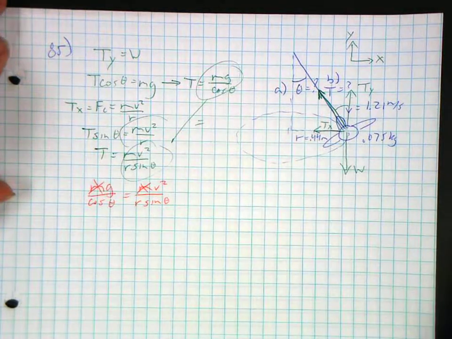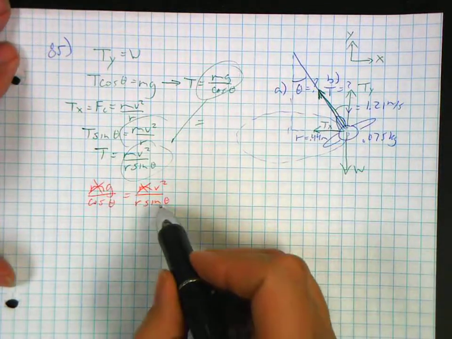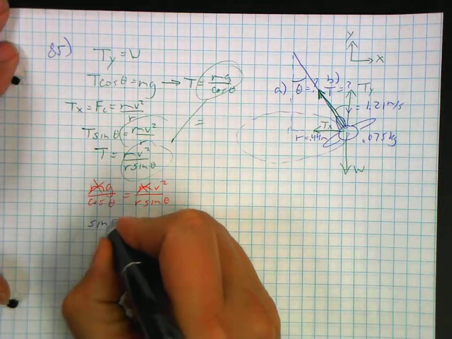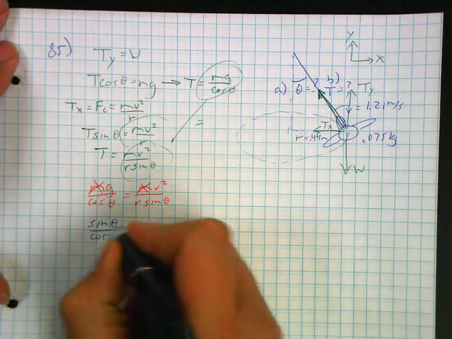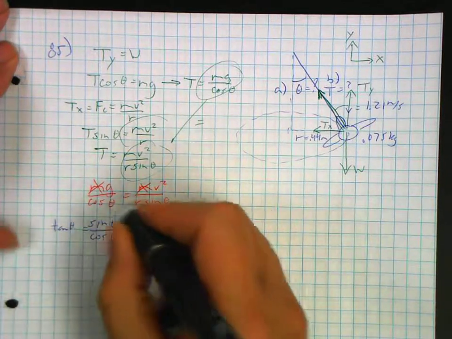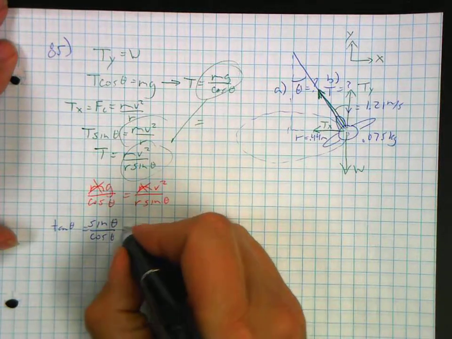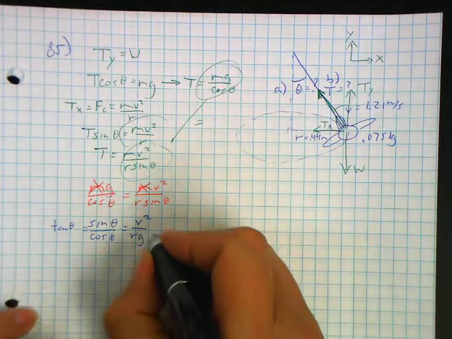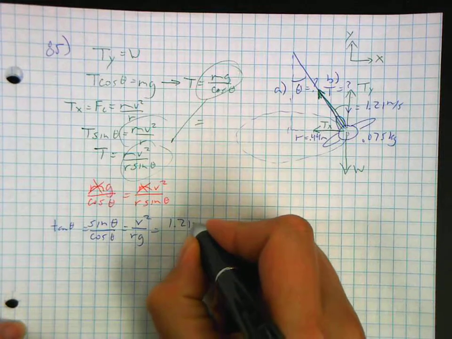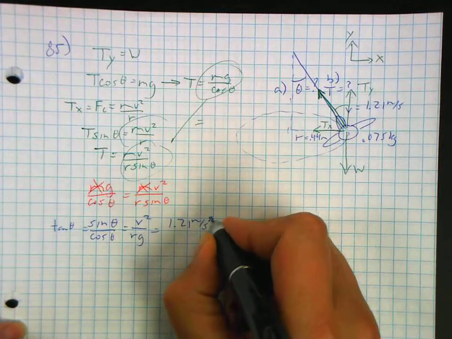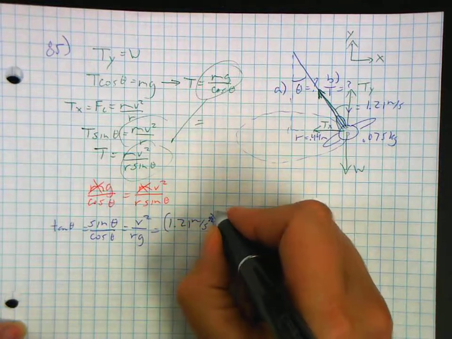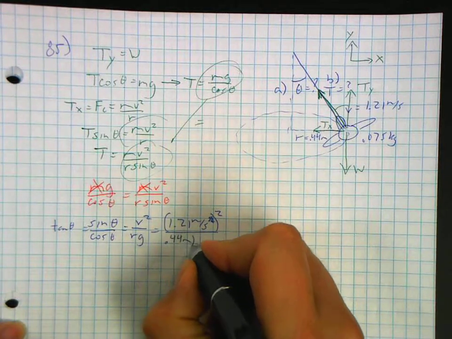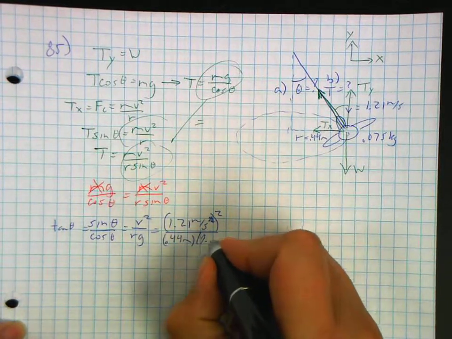If I put my sine theta up here, what I end up with is sine theta divided by cosine theta, which we of course all know is tangent theta. Alright, my g's got to come down here, so I've got on the other side v squared over r times g. Piece of cake. V squared is 1.21 meters per second, and that whole thing needs to get squared, divided by r, which is 0.44 meters, multiplied by g, which is 9.81 meters per second squared.